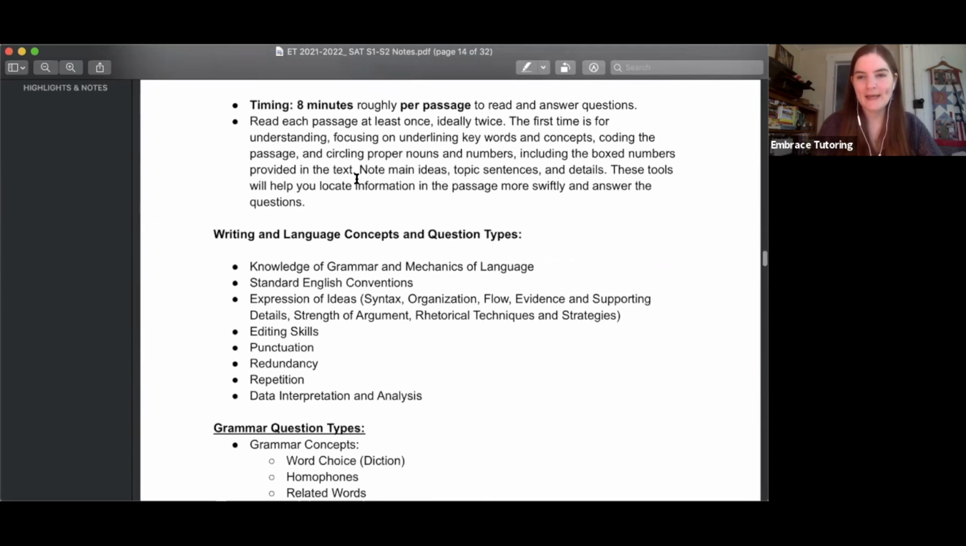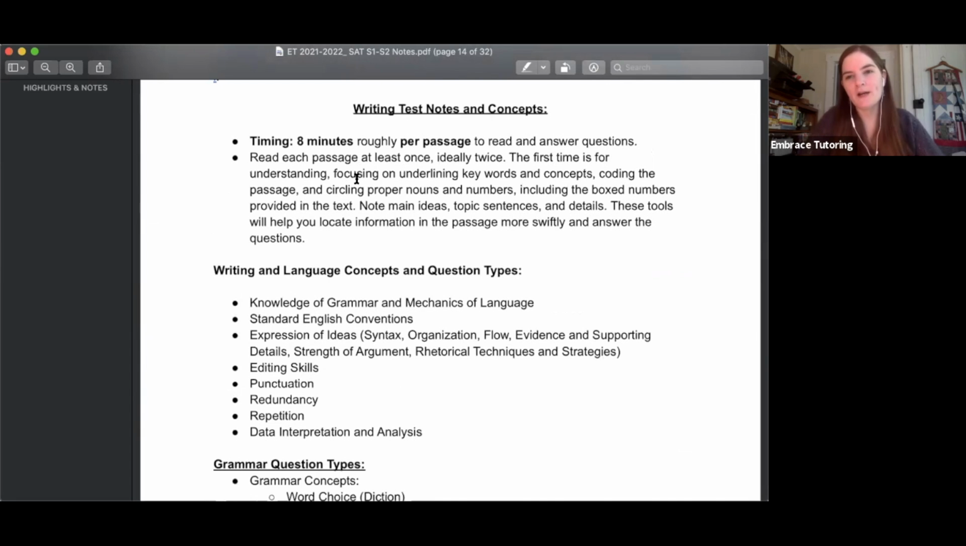But again, just reiterating here, remembering our timing for the writing test, the writing and language test is 8 minutes per passage. So we have only a short amount of time for each passage to break down and identify what the question is asking. So that's why on the writing and language test, it's very important for you to identify the question type and be able to figure out how to answer it as quickly as possible. And most of the time you want to go with your gut instinct because it should sound grammatically correct to you as an English speaker.